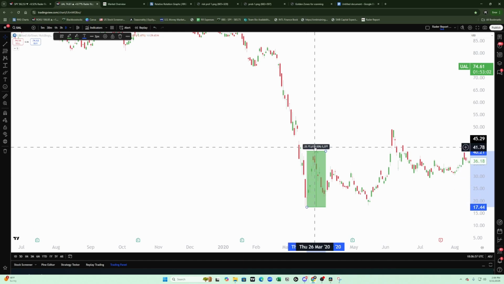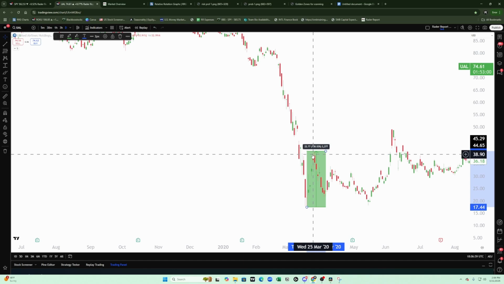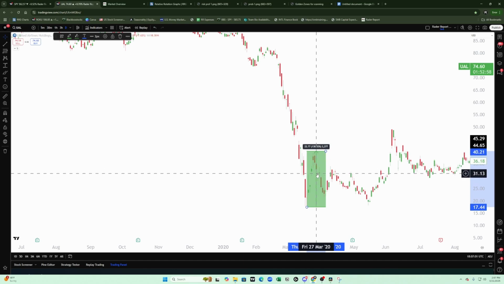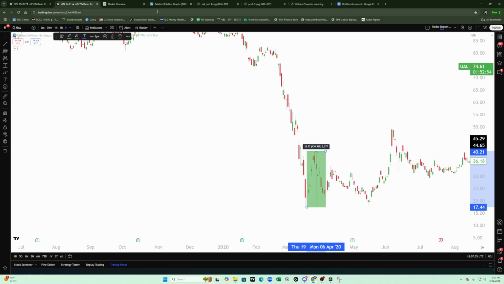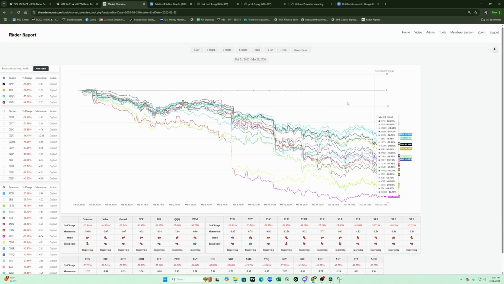Okay, so let's say we got that initial bounce in the laggers, and now the laggers are starting to sell off. So from the 27th to, let's just say, April 7th, you want to start to what? Now you want to play the leaders. So we're going to go from the 27th to the 7th of April.